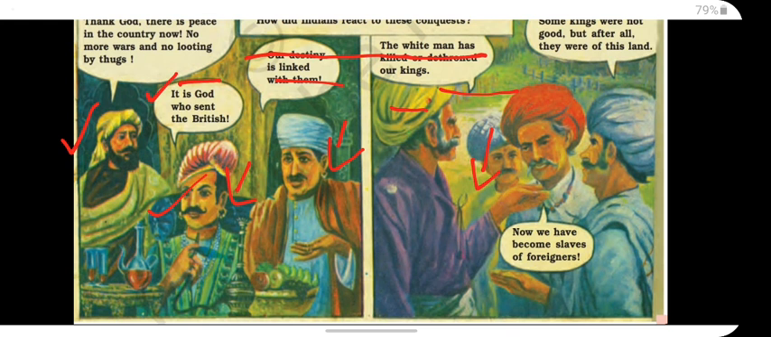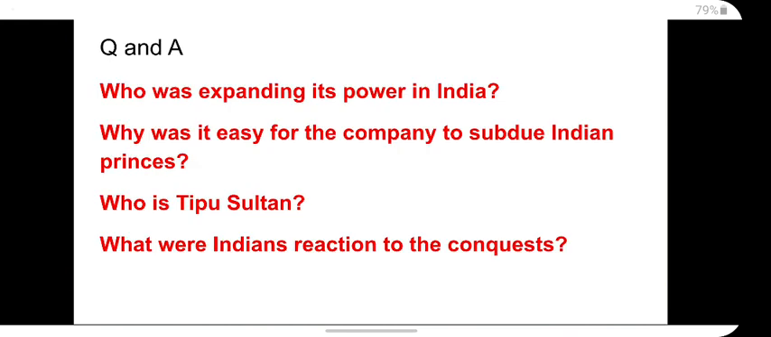Now, there were, as I said, many princes and kings, rulers during that time. Not all of them are bad, right? Some of them are good, and after all they belong to this land. "Now, we have become slaves of foreigners." Slaves means you are under them as a property. You don't have any right and any freedom. So, all these things happened. Sad things. So now we have a few questions.